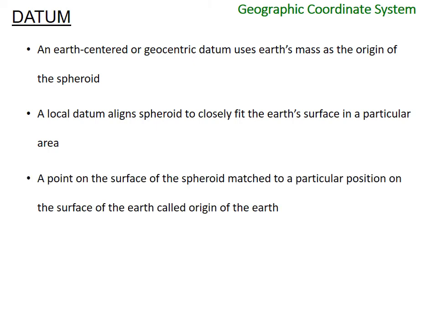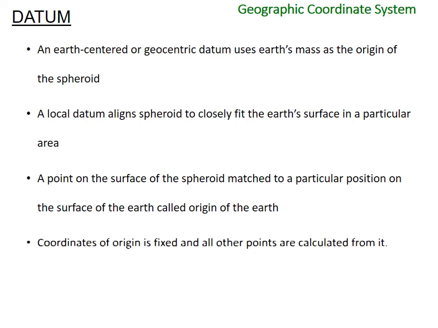So a point on the surface of the spheroid is matched to a particular position on the surface of the Earth, called the origin. So the coordinates of the origin are fixed and all other points are calculated from that location. So the spheroid of a local datum is not at the center of the Earth. So now we have two datums. One is called the global datum, the other one is called the local datum. Global datum takes the center of the Earth as the reference. Local datum takes a particular position on the surface of the Earth as its reference.